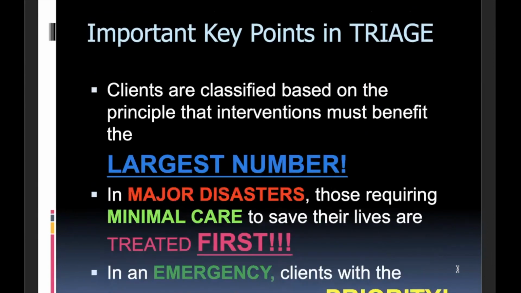Important key points again: clients are classified based on the principle that intervention must benefit the largest number. So we need to keep in mind that the larger the number that can benefit, we need to follow that one. In major disasters, those requiring minimal care to save their lives are treated first. In an emergency, clients with the greatest risk receive the priority.